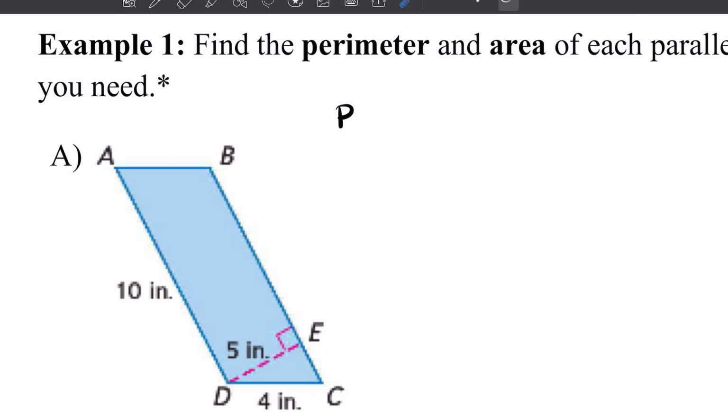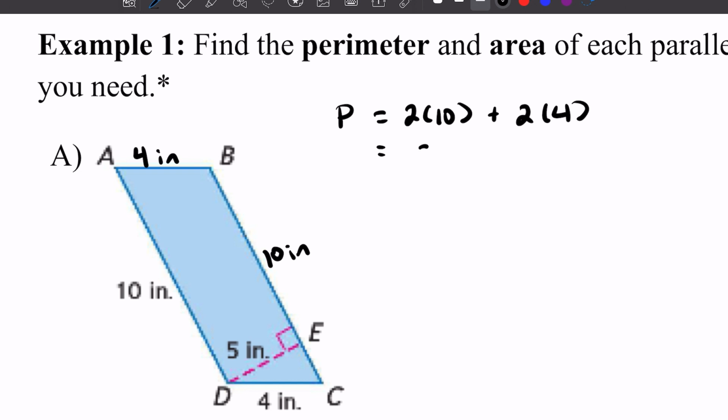So things are not filled in for us. I can see that we have 4 inches here. And because we have a parallelogram, that means that opposite sides are congruent. So if that's 4 inches, then this side here is also 4 inches. And if this side here is 10 inches, you know for sure that this side is also 10 inches. Okay? So I'm going to add up all the sides here. I have 2 10s, right? So I'm going to say 2 times 10 plus I have 2 4s, so I'm going to write 2 times 4. So I have 20 plus 8. That'll give you 28.